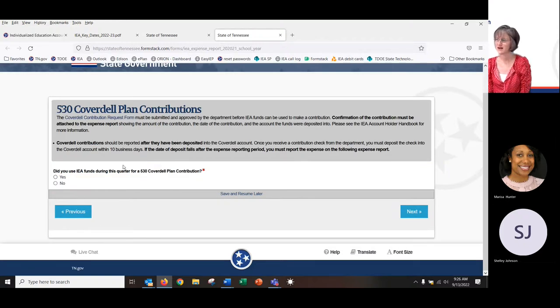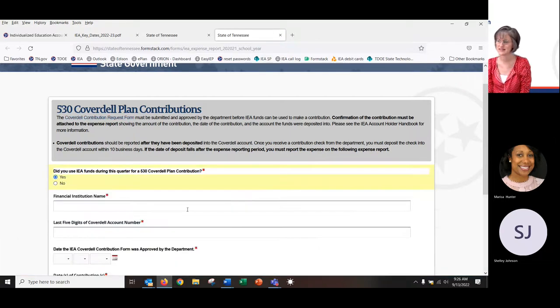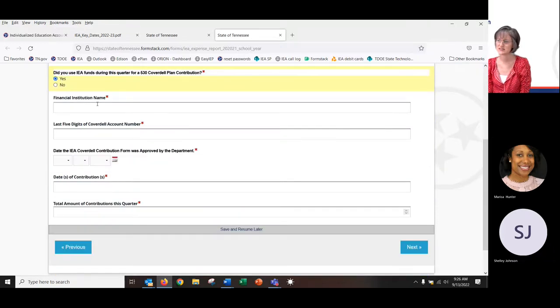The next two contributions, and they are contributions here, are for Coverdale and ABLE. So this first one is for Coverdale. You would have already submitted your Coverdale contribution request form, and Marissa would have processed that for you. If you made a Coverdale contribution in this quarter, you would have said yes and given us your financial institution's name, the last five digits of your account number, when Marissa approved that form, the dates of whatever contributions you made, and then the total amount of your contributions that quarter.